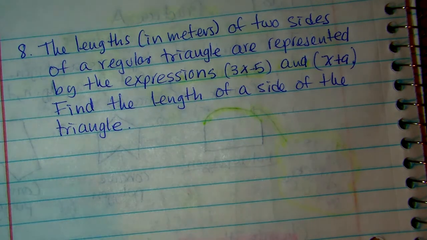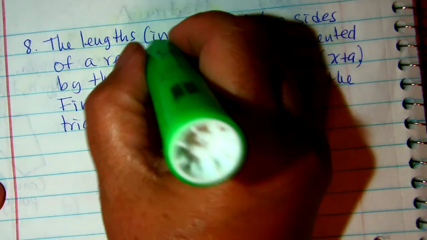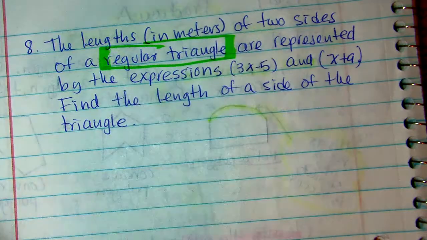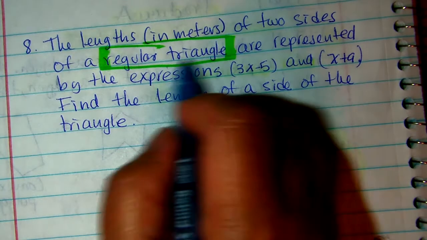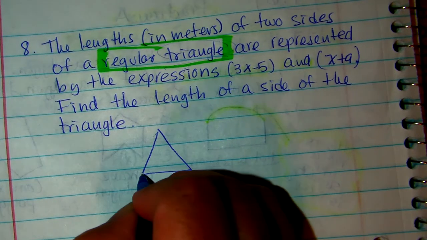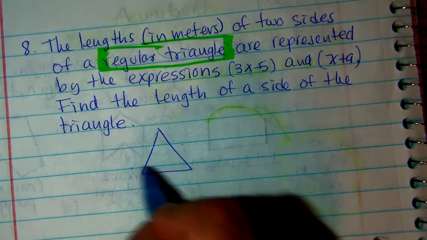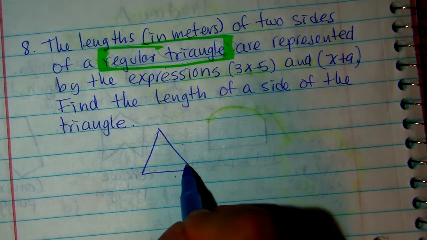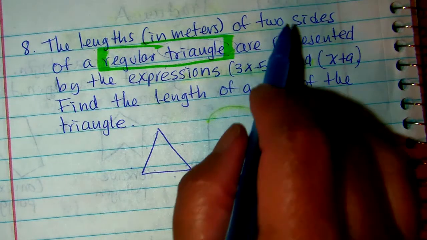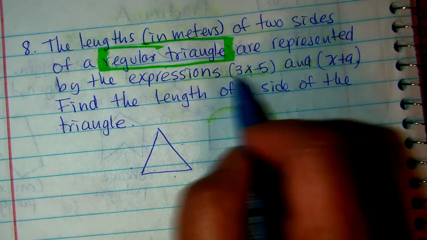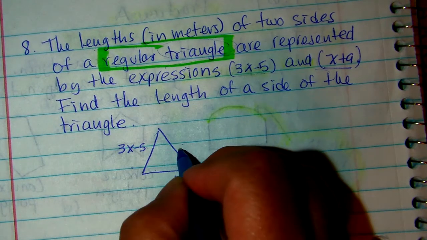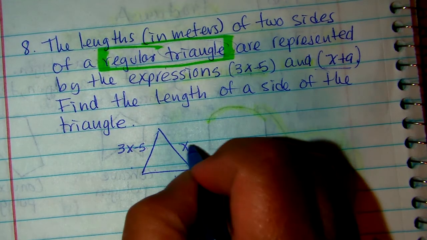Okay, information. What do we know? It's a regular triangle. If it's regular, it means that all of the sides measure the same. So based on this, I know that I have a triangle. So I'm going to draw it right here. It's regular, so all of the sides measure the same and all of the angles measure the same. So it says the lengths of two sides are represented by this one and this one. So I'm going to write them over here. 3x minus 5. And maybe this one, I'm going to put it over here.